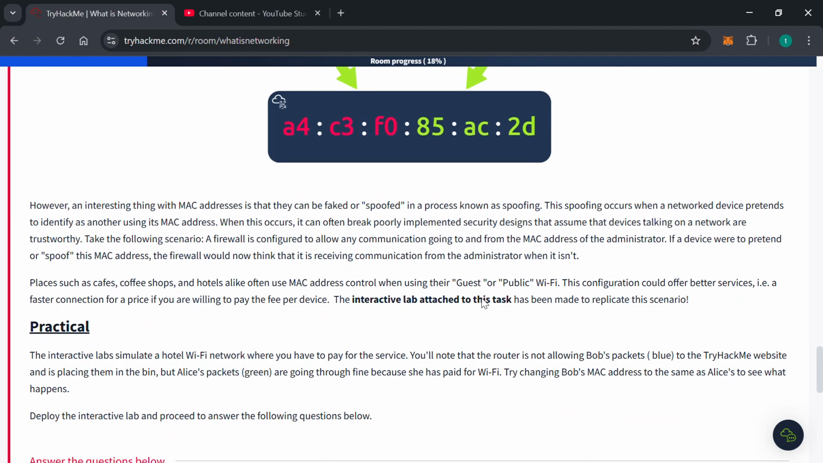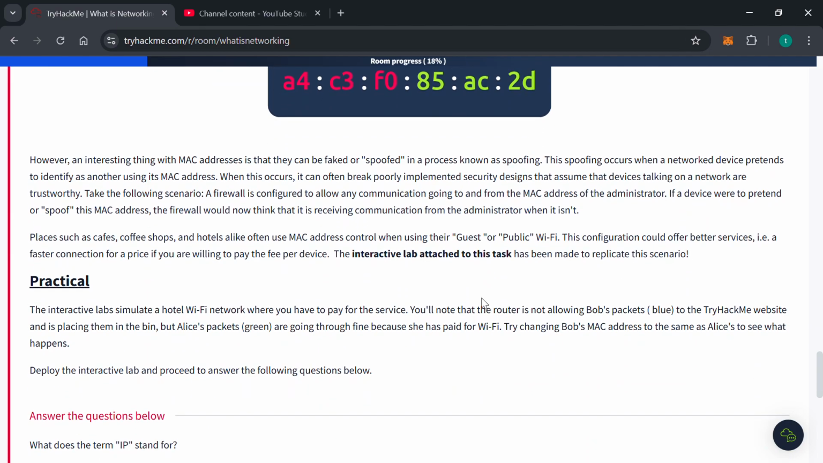However, an interesting thing with MAC addresses is that they can be faked or spoofed, in a process known as spoofing. This spoofing occurs when a network device pretends to identify as another using its MAC address. When this occurs, it can often break poorly implemented security designs that assume that devices talking on a network are trustworthy. Now let's take the following scenario.